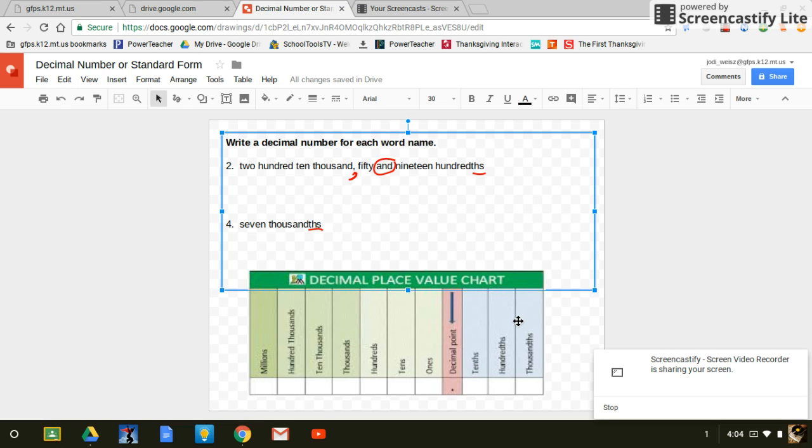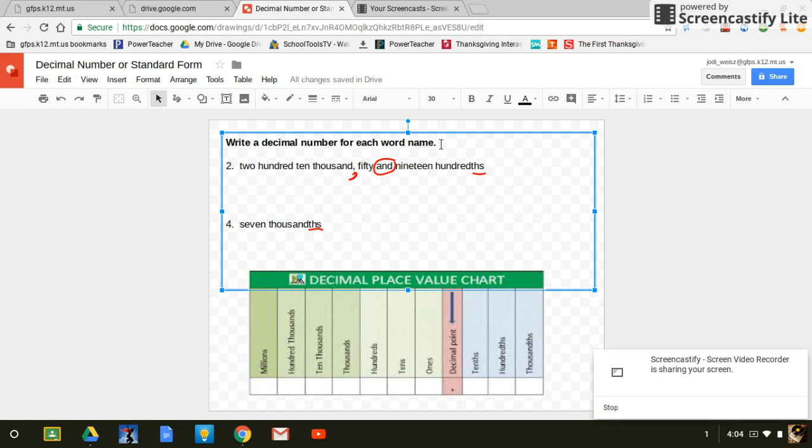I'm here to help with 2-2 homework for the week of November 6th, 2017. I am starting with problem number 2, and as you can see, I will work through problem number 2 and problem number 4. They both say to write a decimal number for each word name.